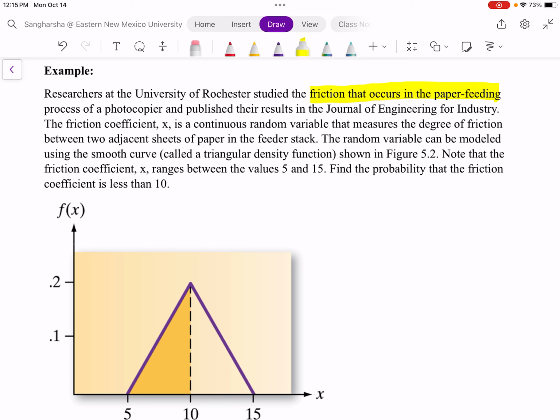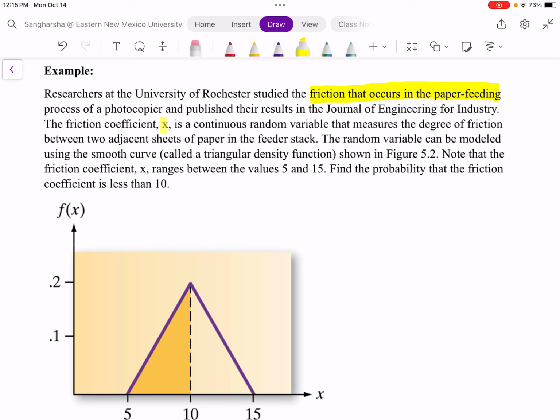What kind of values does friction take? Does the friction take a value 1, 2, 3, 4, 5, 6, 7, or can it take any value? It can take any value, right? So this is our continuous random variable. And if you have a continuous random variable, finding probability is the same as finding the area under the curve. So once you know your random variable is continuous, you should also know that you are finding the area under the curve.